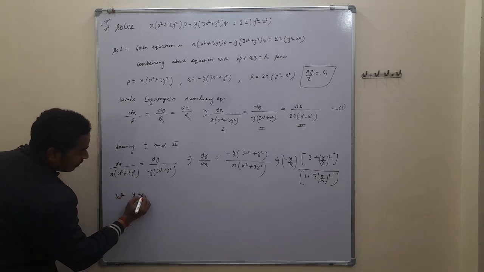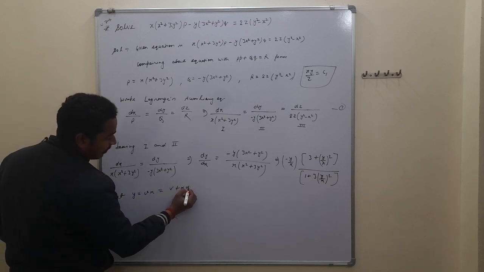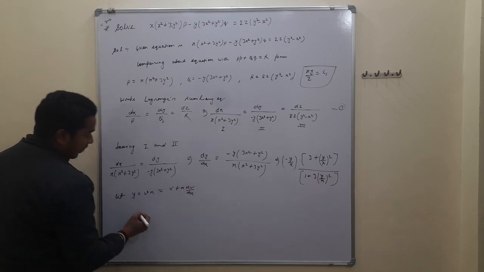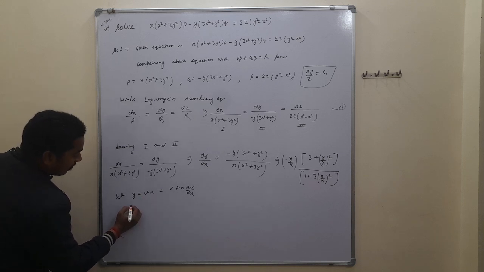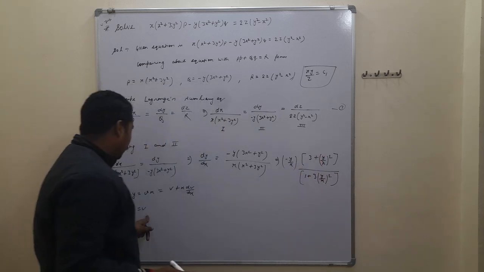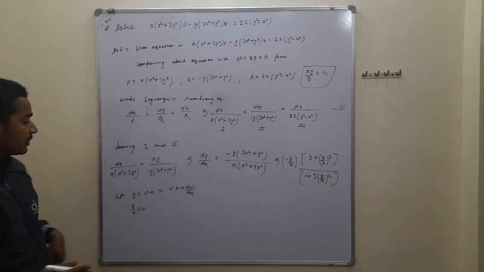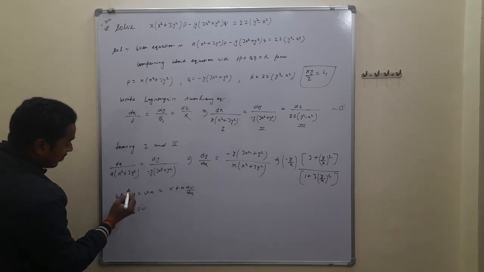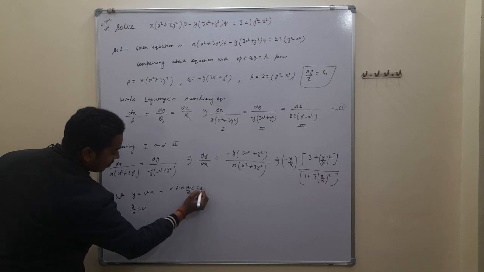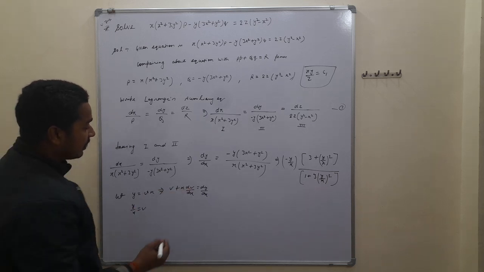Further, since this is of the homogeneous form, we let y is equal to vx, and differentiating with respect to x gives v plus x dv upon dx. From here, y by x is equal to v. So in place of y by x we put v, and in place of dy by dx we write v plus x dv upon dx.